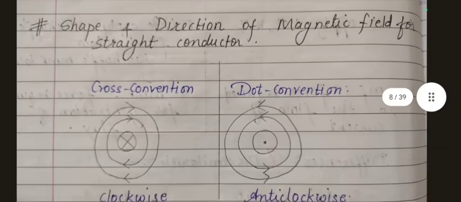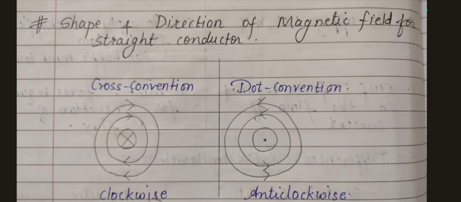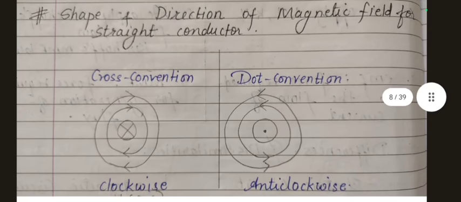Now here, shape and direction of magnetic field for a straight conductor. We have studied cross convention, then dot convention. The same thing is here. This is also a type of question which was asked before. So remember how you have to write. First of all, for a long straight conductor, you have to define how the straight conductor is there and how the current flows, how we can identify the direction of current and all. Just mention that. So what I am saying, remember this.